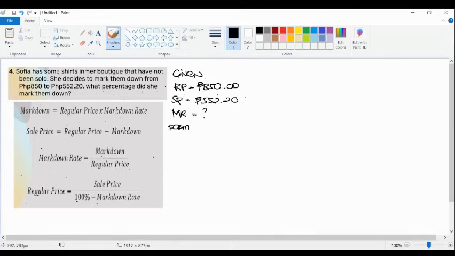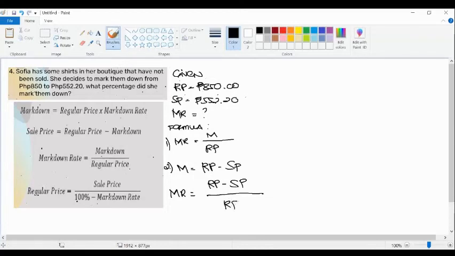And the formula for the markdown rate is markdown over the regular price. But since in the given we don't have the markdown, we're going to compute for the markdown, and the formula for it is the regular price minus the sale price. Therefore, we'll be using regular price minus sale price over the regular price. So, solution.